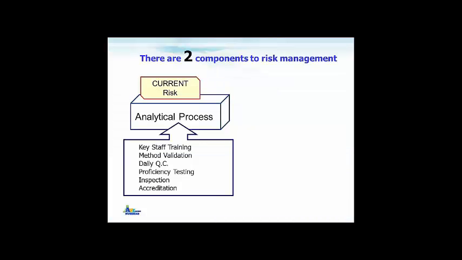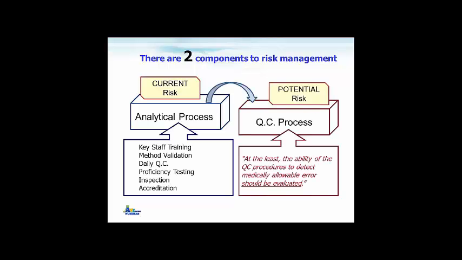Here's how it works in theory. There are two components to risk management. You have the current risk of the analytical process, and this is what we've managed for years and years and years. We do key staff training, we do method validation, daily QC, proficiency testing, inspections, accreditation, and then you have the potential risk of the QC process.